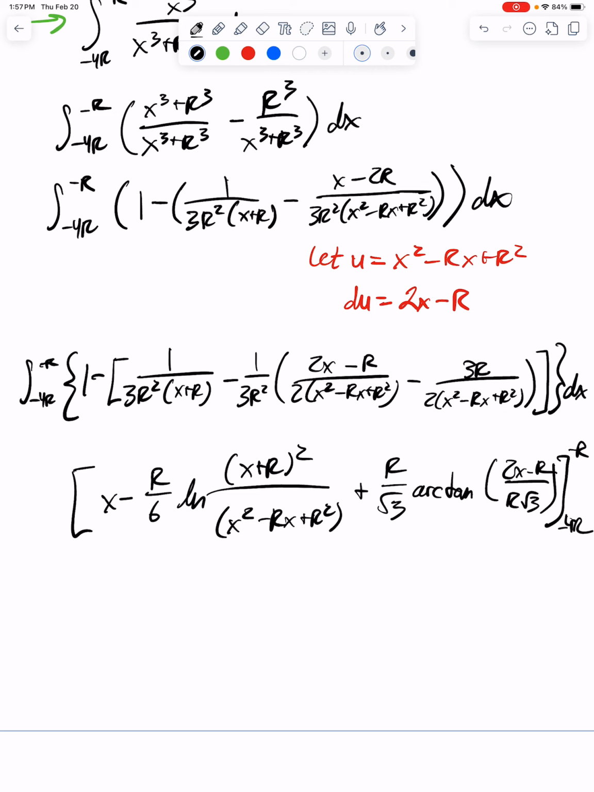If I plug in my upper bound, negative r, into this equation, what I want you to look at is this log term here. Negative r plus r gives me 0. So what I'm evaluating is ln of 0. ln of 0 gives me negative infinity. I also have one more negative coefficient out here. So negative of negative infinity gives me infinity. The change in time, or the time it'll take to go between point A and point B, is going to be infinity.